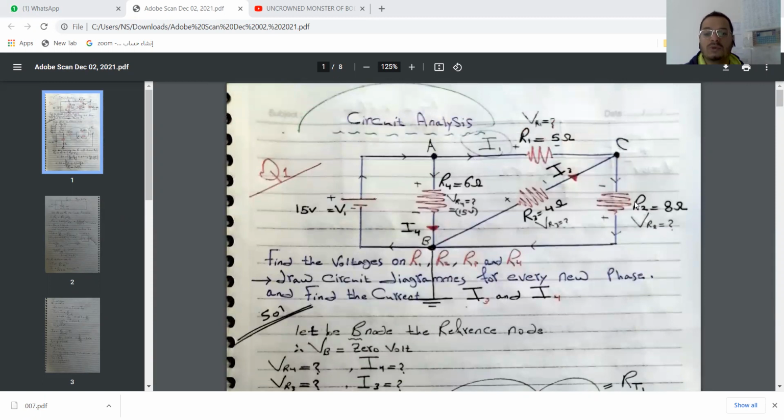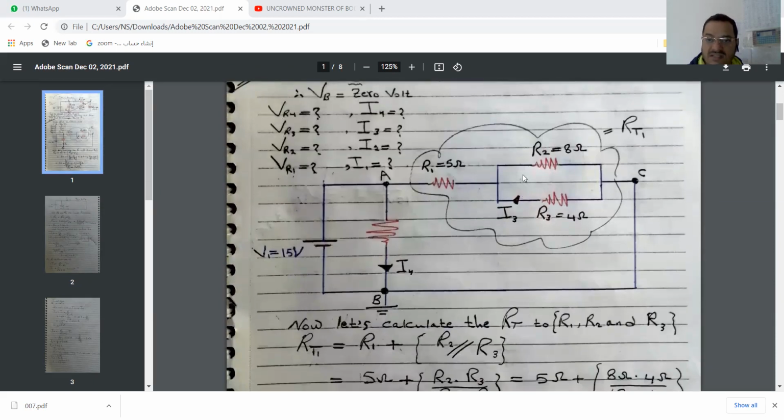At first, I will draw the circuit using another way. R1 will be the same, R4 the same, but I will change the positions of R2 and R3. R3 will be down, R2 will be up. These two resistances will be here, something like that. Let's go to the circuit. Yes, like here, R2, I3. R2 was here, R3 was here, between B and C.